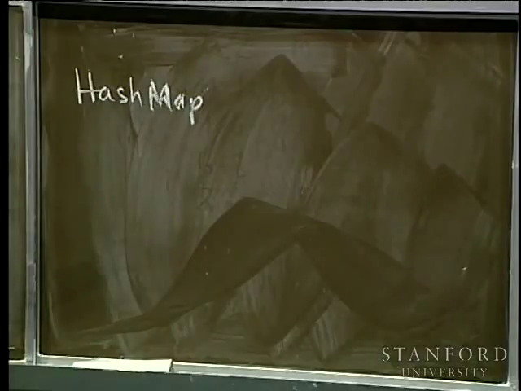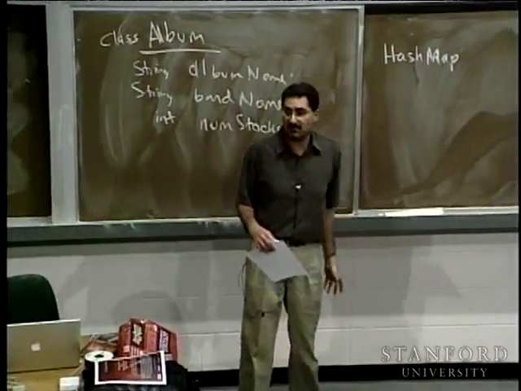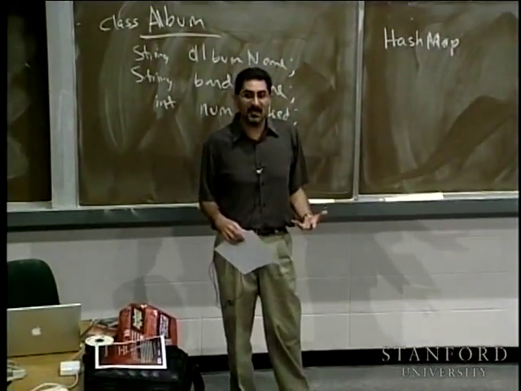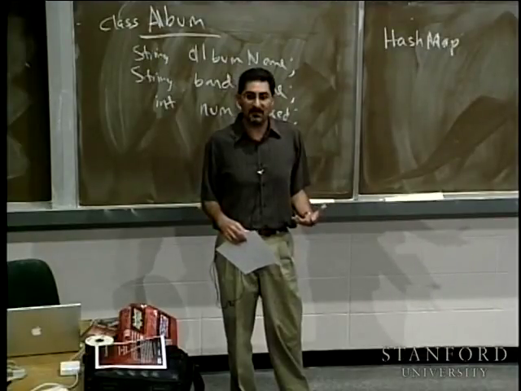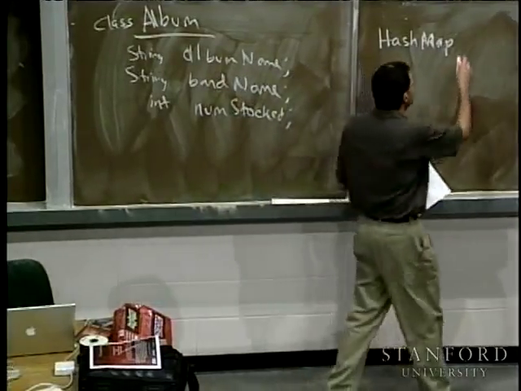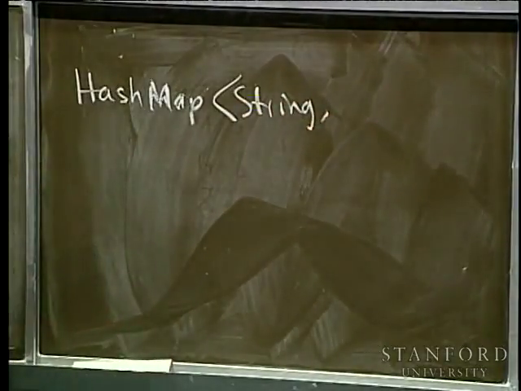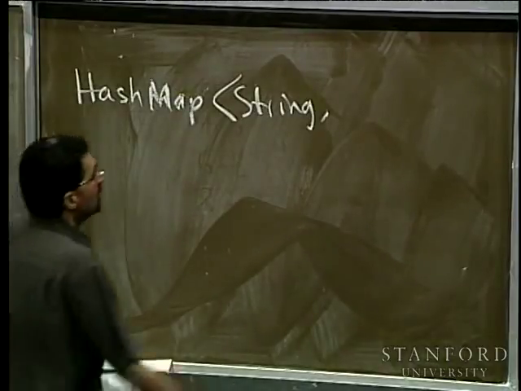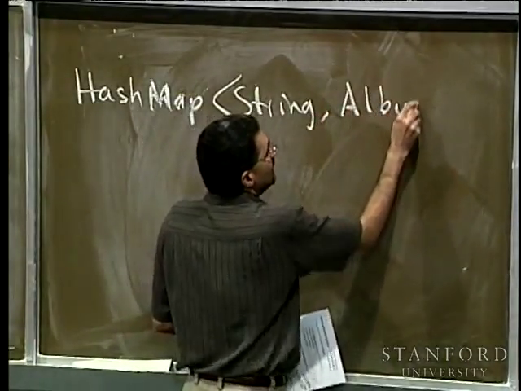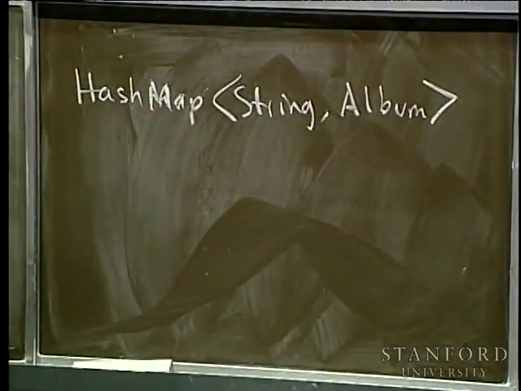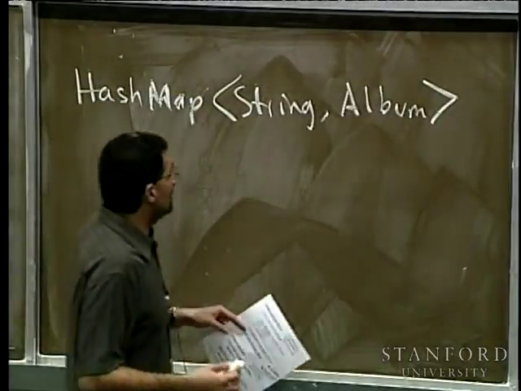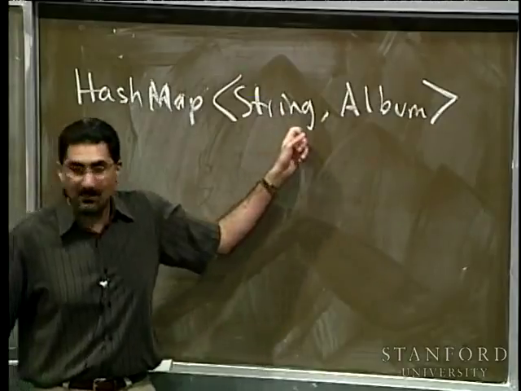What are we going to map to? What are going to be the two types that our hash map is parameterized by? What's the first type? What are we going to look things up by? What's the key? String, right? We're going to look things up by the name, which is a string. When we look something up, what do we want to get back? An album. So what we're going to have is a hash map that maps from strings to albums. So the basic idea is, given some name, I'll go look up the whole album.